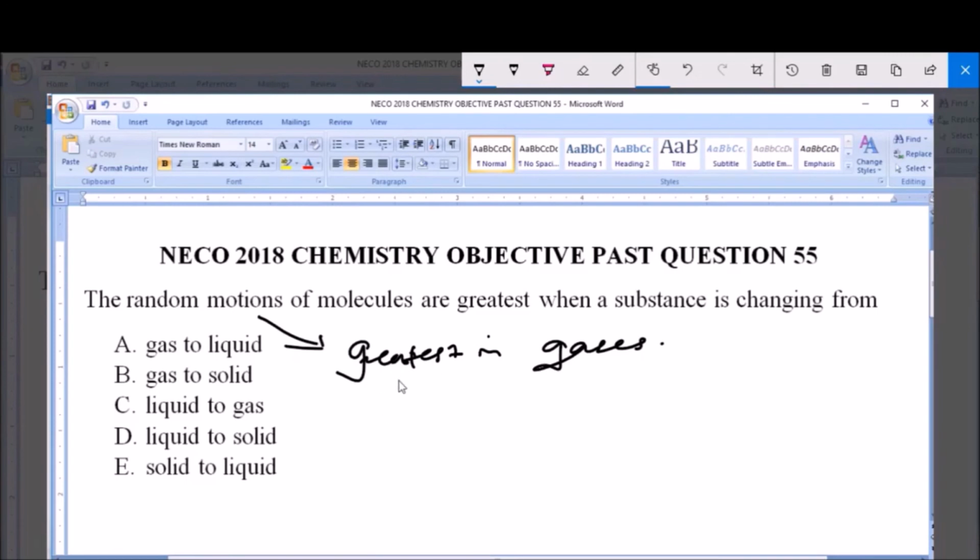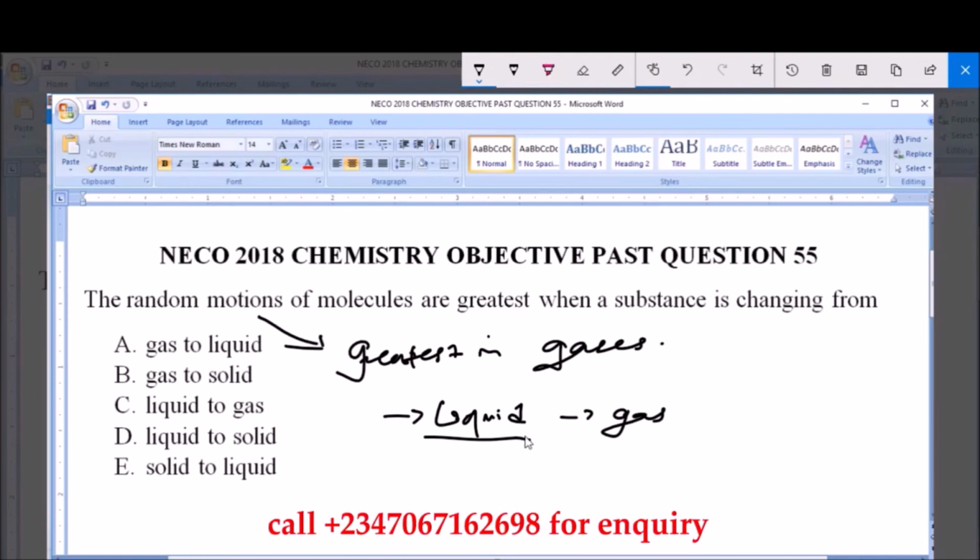Now, random motion will be greatest when changing from liquid to gas. This is because the molecules of liquid are free compared to the molecules of solid, and so the random motion in liquid is more than that of solid. Changing from liquid to gas, we are increasing the random motion of this substance, because the random motion of gas in general is greater than that of liquid. So it will be from liquid to gas.